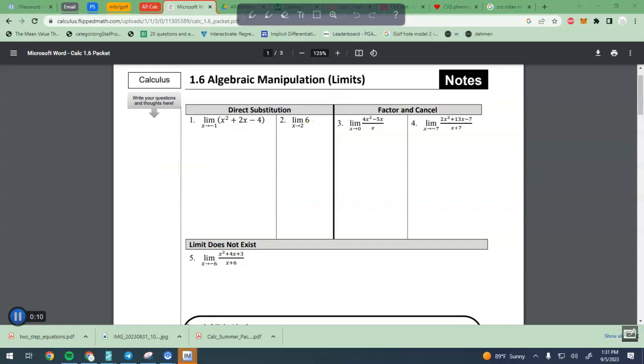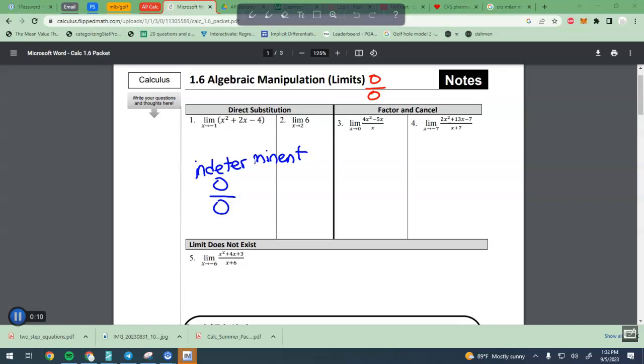Number 3, we'll notice that when we go to plug in, we're going to get 0 over 0. That's called indeterminate. And that means there probably is a limit. We just have to use another method to find it. Plugging in doesn't work, because we get 0 over 0. Like, I don't know what that means.